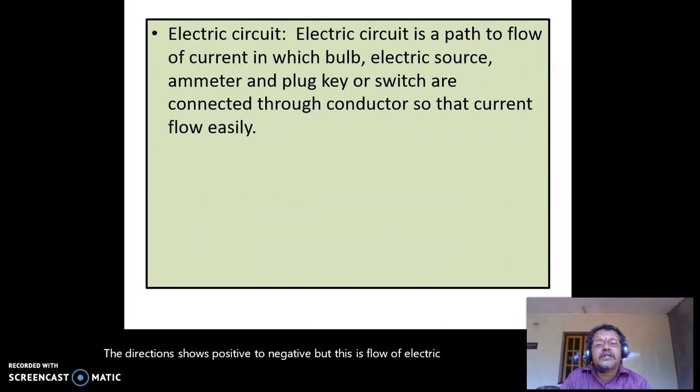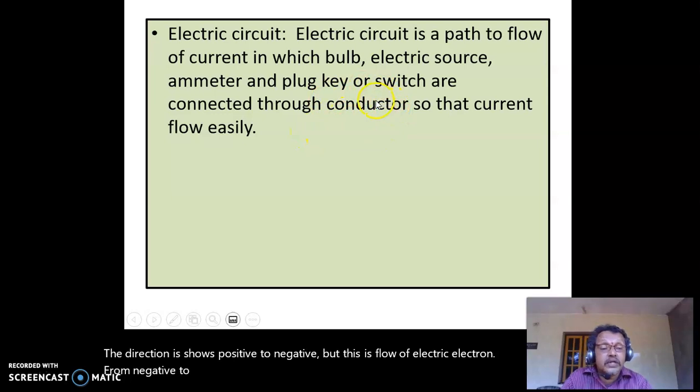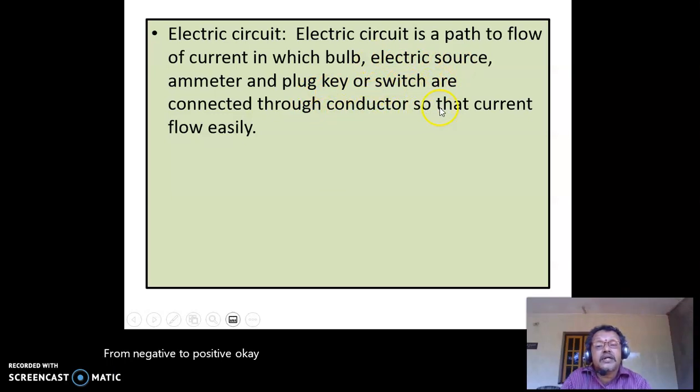Electric circuit. What is an electric circuit? An electric circuit is a path for the flow of current, in which bulb, electric source, ammeter, plug key or switch are connected through a conductor so that current flows easily. This is an arrangement made to show that current flows through. So that is called a circuit.